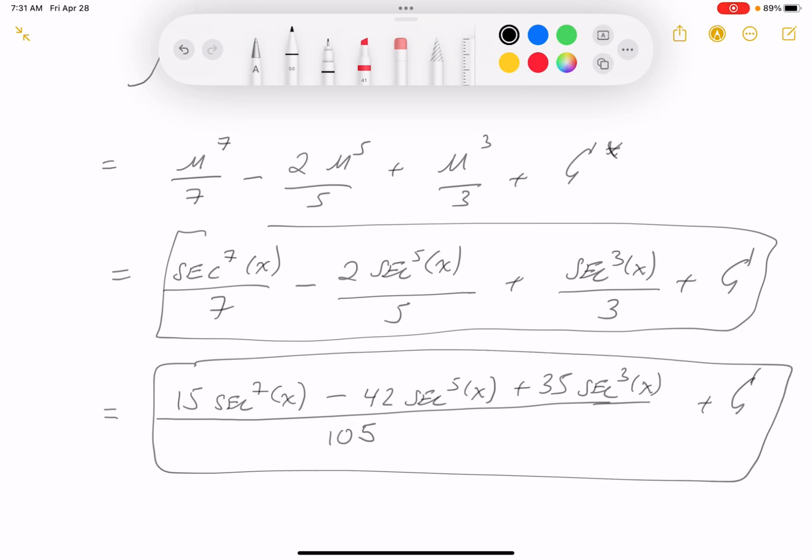Again, teachers vary. They may expect certain behaviors over others, but I'm going to point out both of these answers are good for me. And I want to make sure that I'm matching the key, by the way, that I'm getting the 105. I'm getting 15 secant 7. I do see that. Minus 42. I see that. And I see the 35. Yeah, I'm doing okay. Thank you.